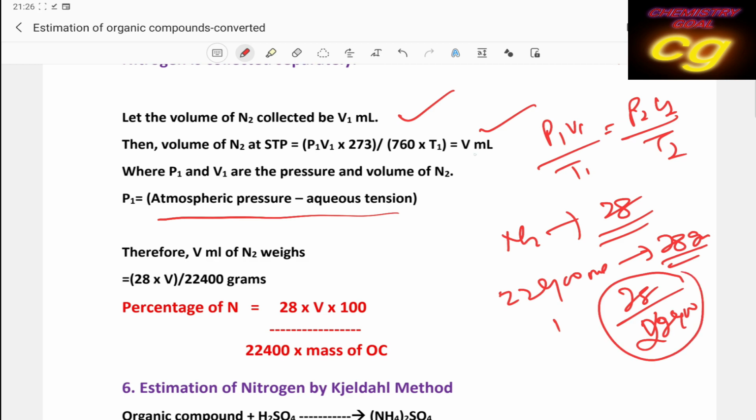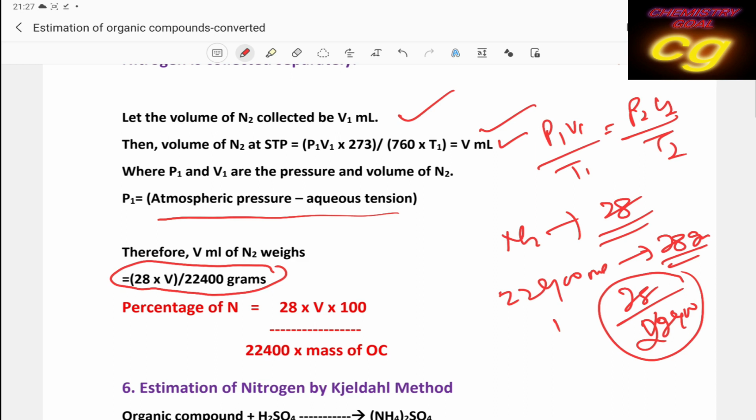Then as per the calculation, what is the volume? V ml. This is the volume of gas at NTP. Then you have to multiply. For 1 ml the mass is 28 by 22,400. Then what is the mass of V ml? V ml is the volume of nitrogen at NTP. So multiply by V. So the formula is 28 upon 22,400 into V, where V is the volume of nitrogen collected after converting to NTP.